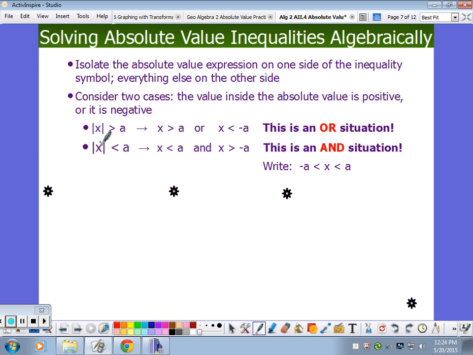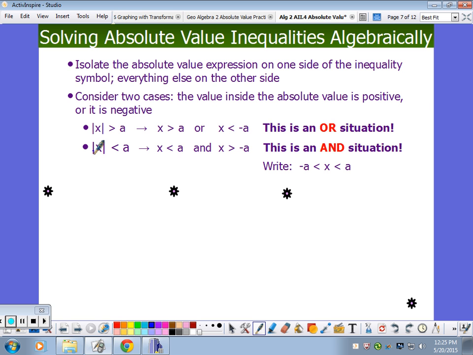So if you have an absolute value that is greater than a number, this is the or situation. X could be bigger than a, or x could be less than negative a. Let's think about what I did here. Remember when there were equations, you had to look at the positive, and you had to look at the negative, so I'm doing that. But my symbol flips.